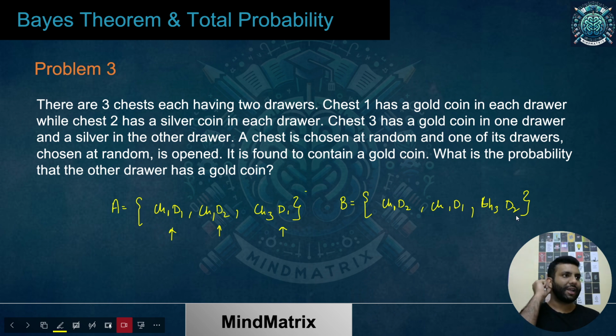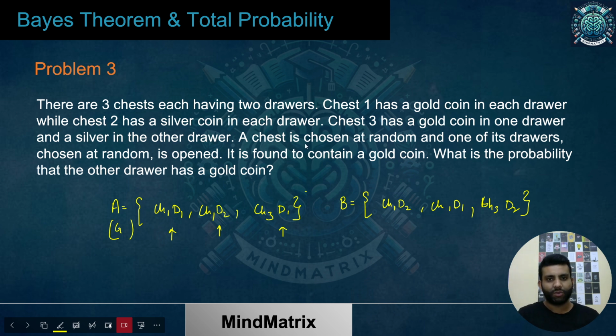Okay, and as I mentioned, I have got the gold coin. This is what I'm talking about, that gold coin. This event A represents my gold coin, and D1, D2 mentioned over here means the drawer I picked up. So if D1 was the drawer picked up for the first time, then corresponding to that I will be having D2, because the other drawer would be picked up.